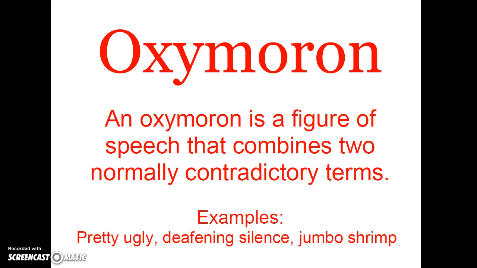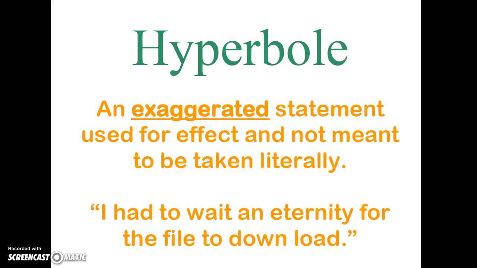Next, we have an oxymoron. Although this will not come up in your IXL lesson, it's still important to know. An oxymoron is a figure of speech that combines two normally contradictory terms. Pretty ugly, deafening silent, jumbo shrimp.